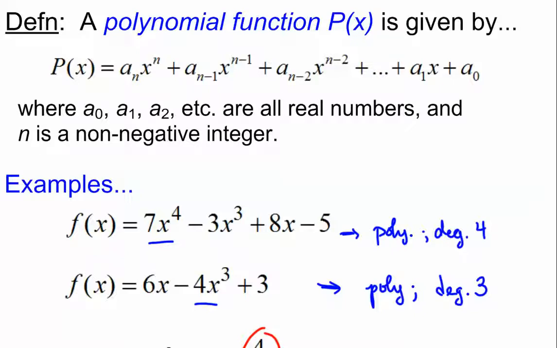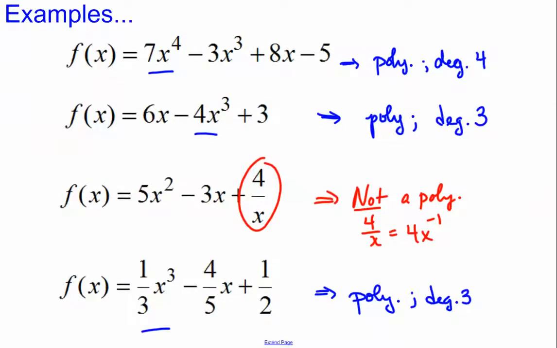Let's take a look at some examples. I've got four functions here. Three of them are polynomials and one is not. The first one is 7x to the fourth minus 3x cubed plus 8x minus 5. I'm not too concerned that I'm missing the x squared term here. That's not part of the definition, that you have to have every single one. So this does qualify. All the coefficients there are real numbers. The exponents are nice normal integer numbers.